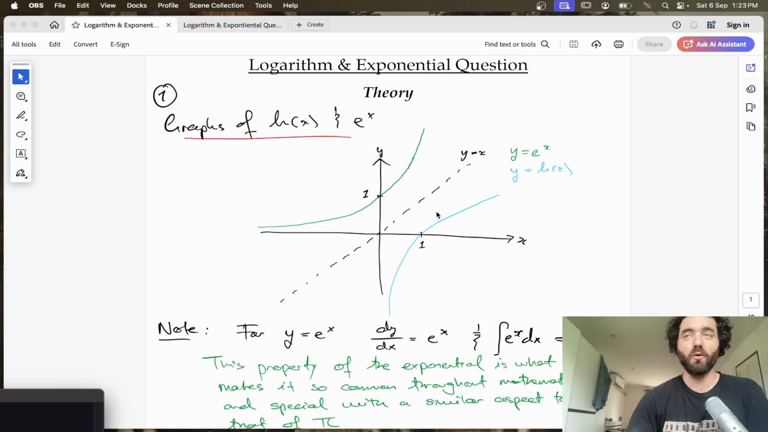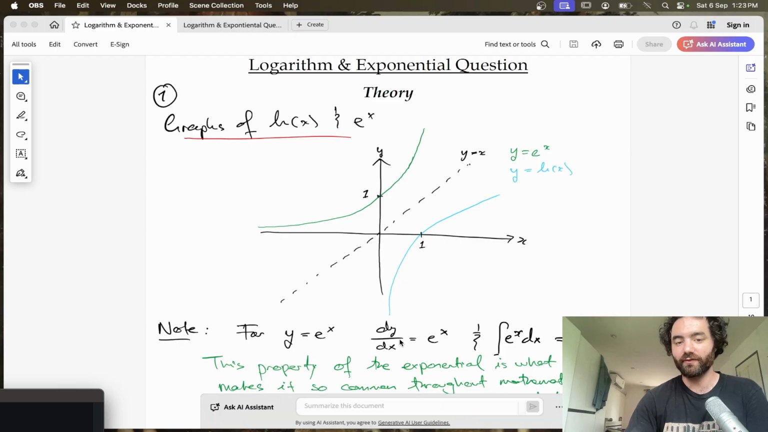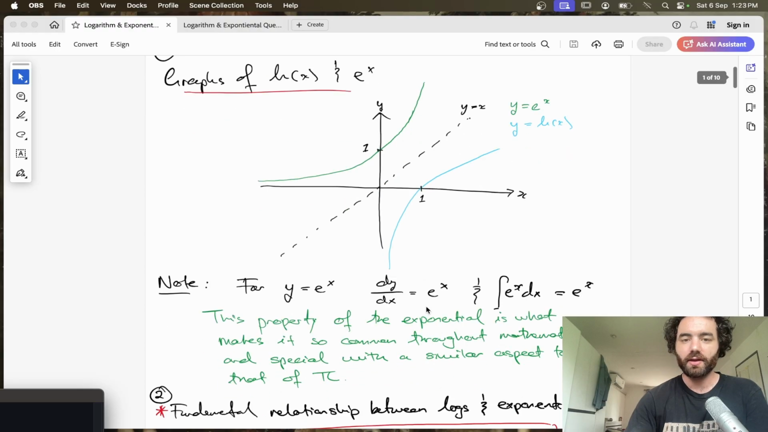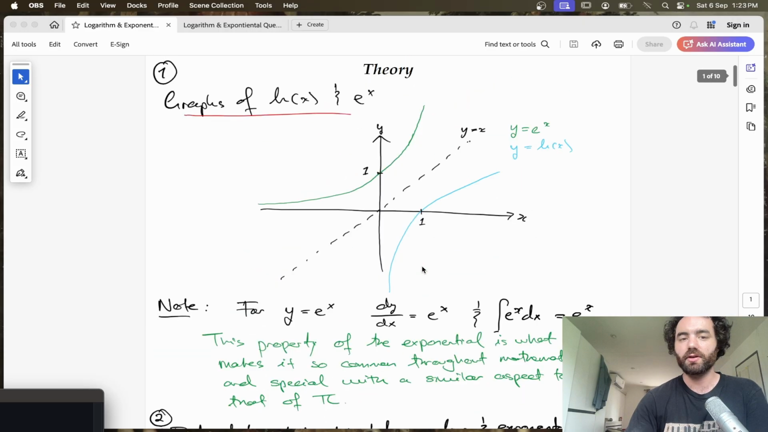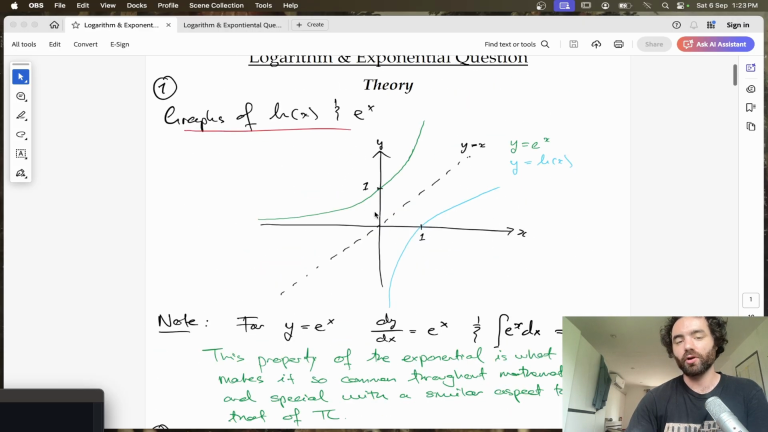You don't actually need to know why that's strange, but the derivative and the integral of e to the x is e to the x. And those are the graphs, what they look like. They're the inverse of each other. So if you take e to the power of ln of x, that's just x.